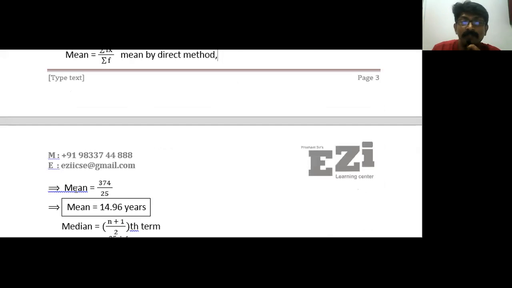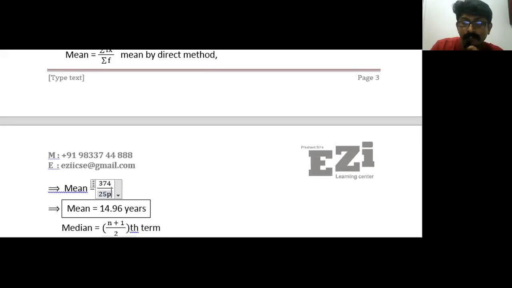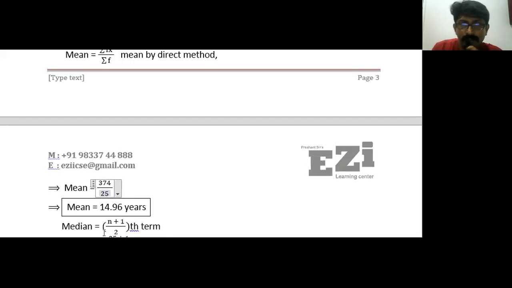So mean would be summation fx, that is 374, upon summation f, that is 25. And now how to do this easily? How to convert this easily into, say, a product or division. 374 divided by 25. Simple, students, you can just multiply the denominator by 4 and the numerator by 4.